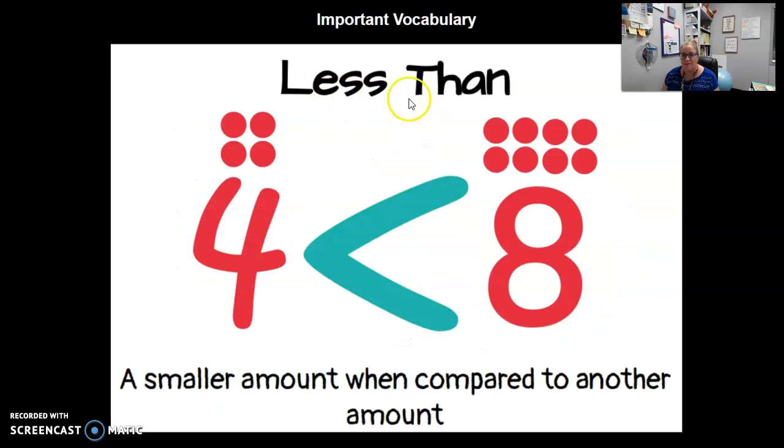The next word we have is less than. So when we're comparing with numbers, we usually are talking about things that are less than, greater than, or equal to. So less than is a smaller amount when compared to another amount. So for this example, we're able to see that 4 is less than 8, and we can actually see that with our pictorial representation. I have 4 dots here, and I have 8 dots here, and I'm able to see this is less than this.